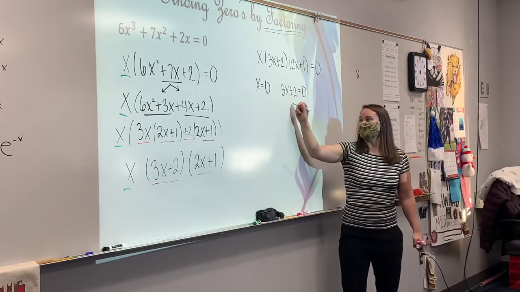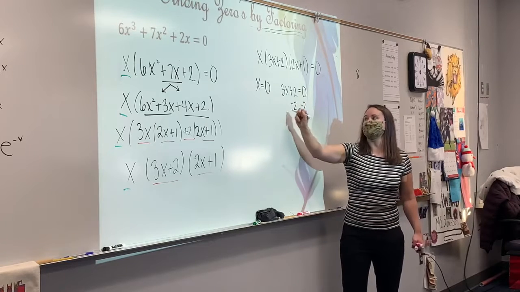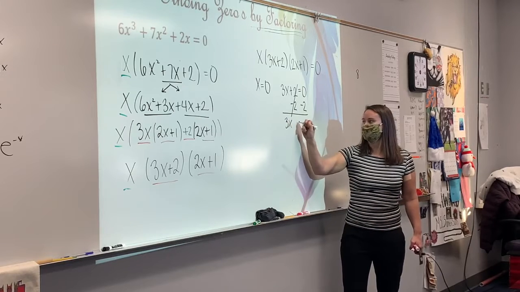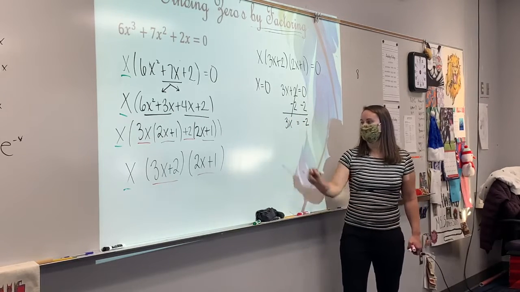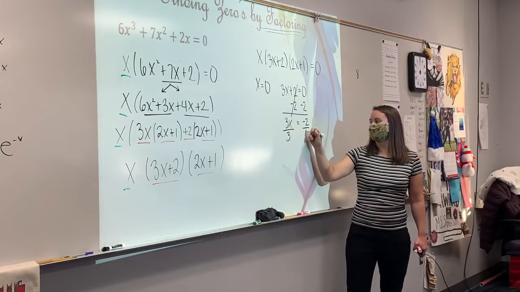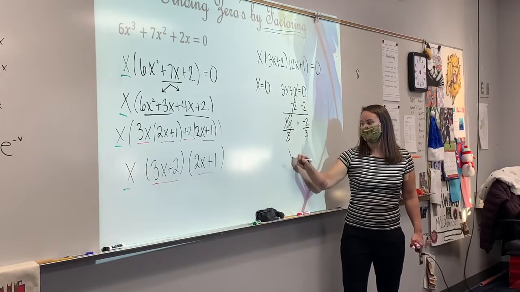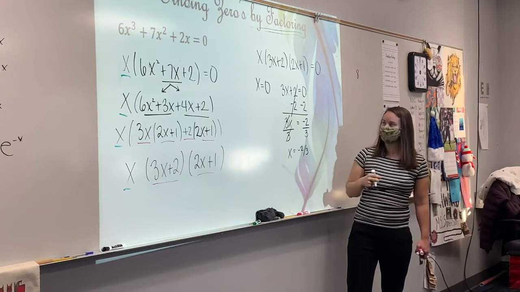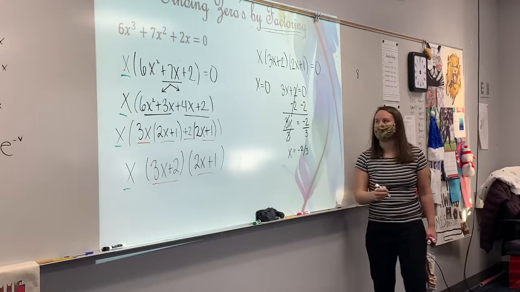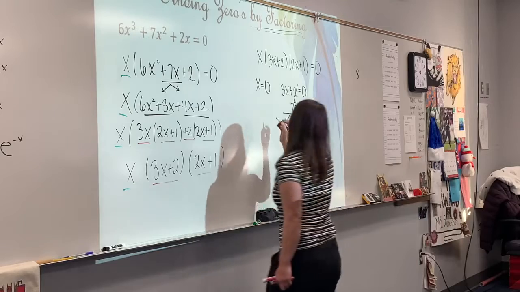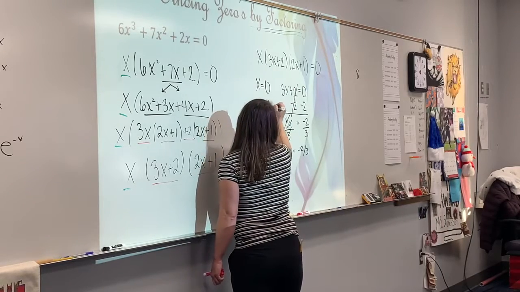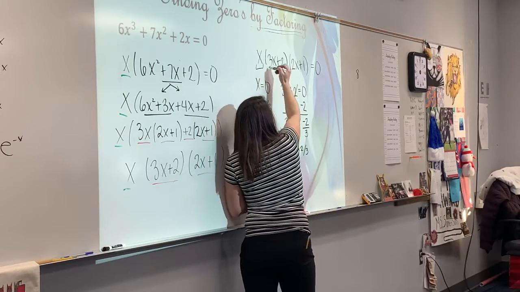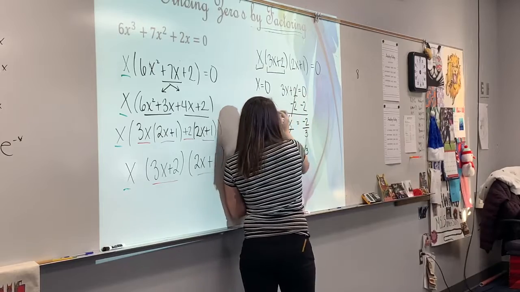To solve this equation, this is back to algebra 1. I subtract 2 from both sides, drop down to 3x, divide by 3, x equals minus 2 thirds. And that's negative 0.66666. So that's my second answer. And if you're wondering how I got that: I got my x equals 0 answer from this, then I took this, set it equal to 0, and that's why I got this answer.